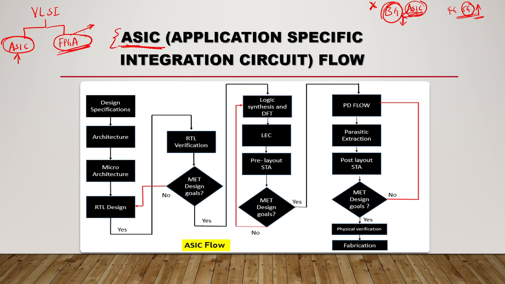So FPGA consists of some lookup tables, some interconnects, and CLBs, configurable logic blocks. We already saw this in digital. We already saw PLA, PAL, and PROM, no?